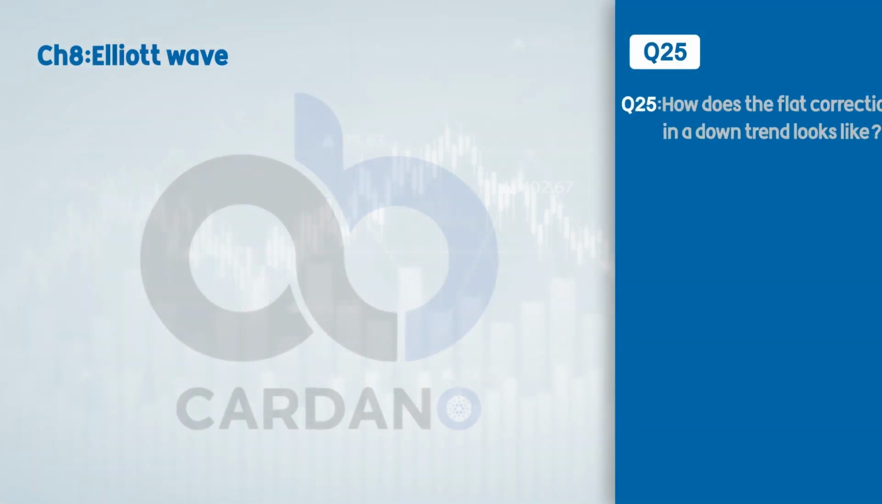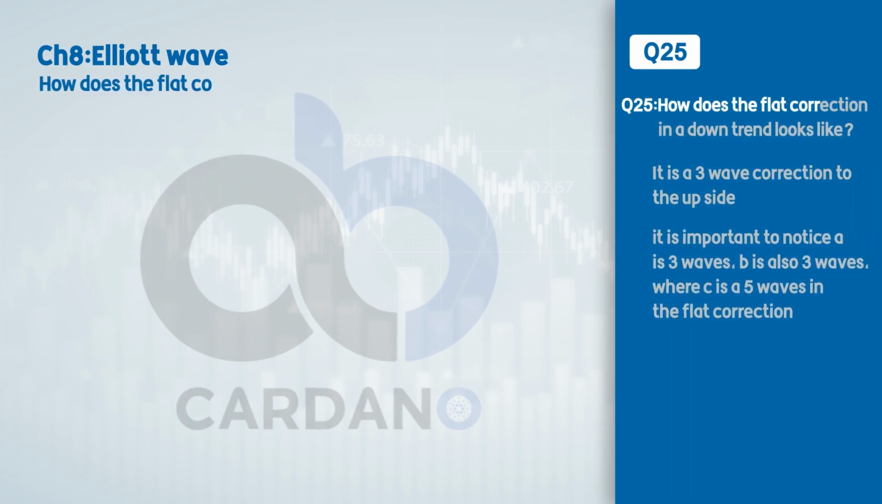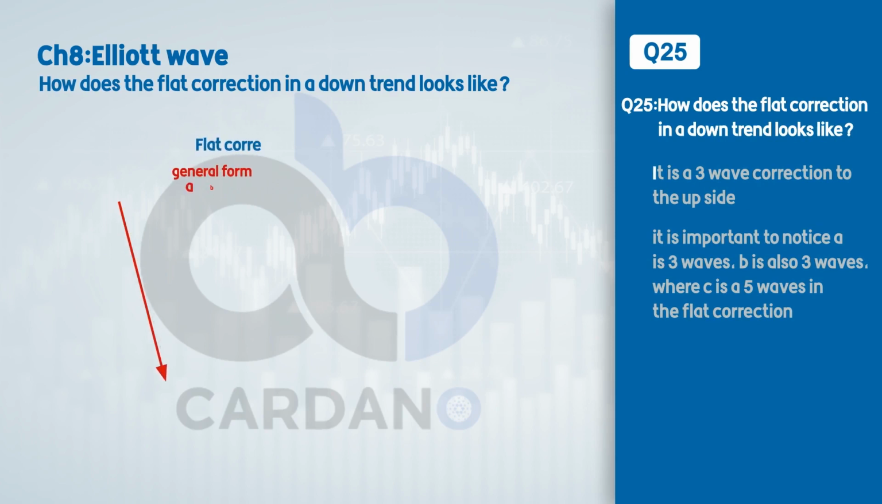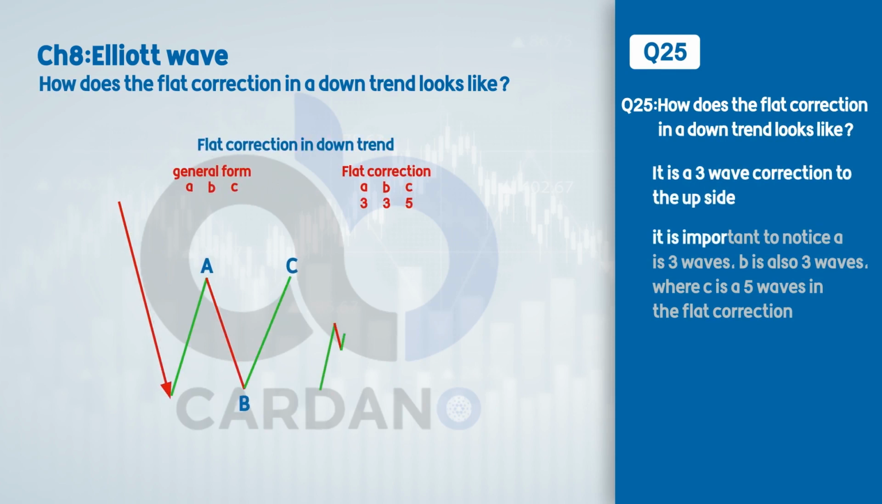Question number 25. How does the flat correction in a downtrend look like? The answer is, it is a 3-wave correction to the upside. It is important to notice A is 3 waves, and B is also 3 waves, where C is 5 waves in the flat correction.